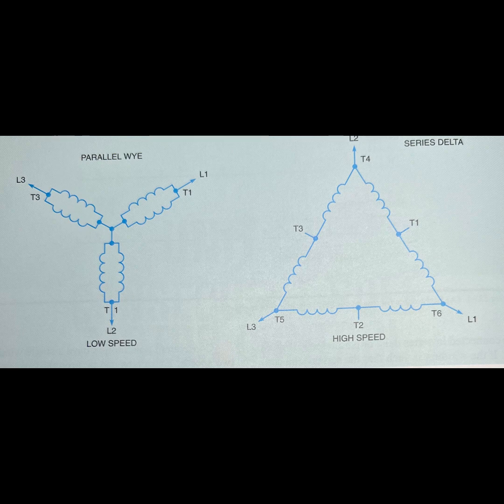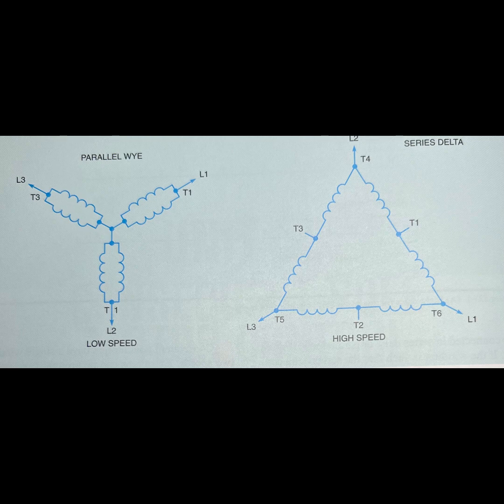Referring back to the motor connection table, note that for low-speed operation, T1 is connected to L1. T2 is connected to L2. T3 is connected to L3. And T4, T5, and T6 are connected together.